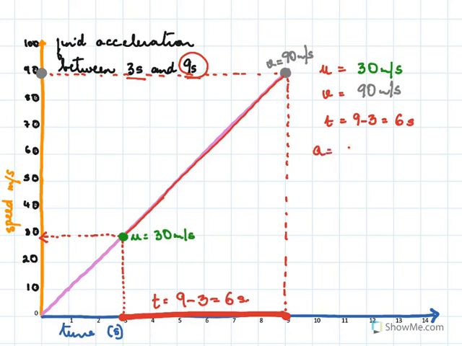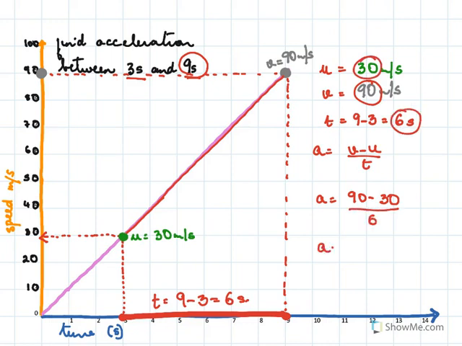So acceleration is v minus u over t. We saw v is 90, u is 30, over the time, which is 6. So the acceleration here is 60 over 6, which is 10 meters per second squared. This acceleration also is the same. Have you seen? 10 meters per second squared.